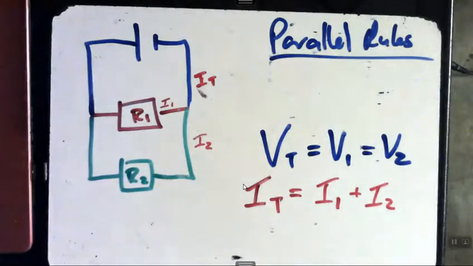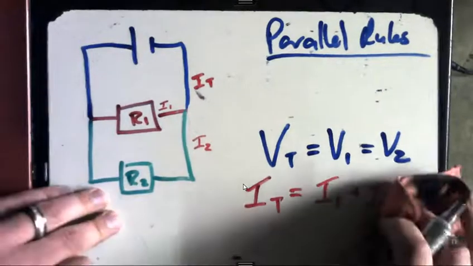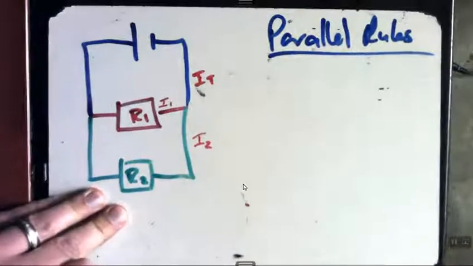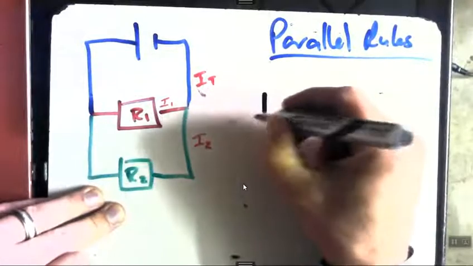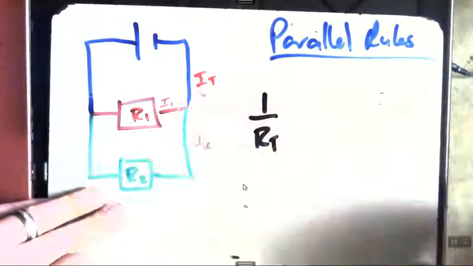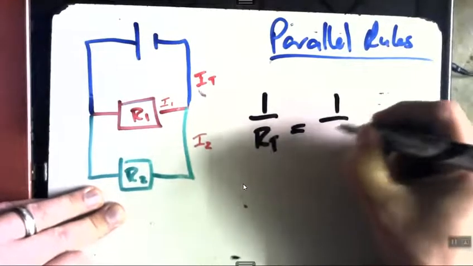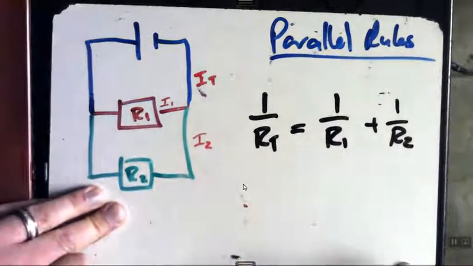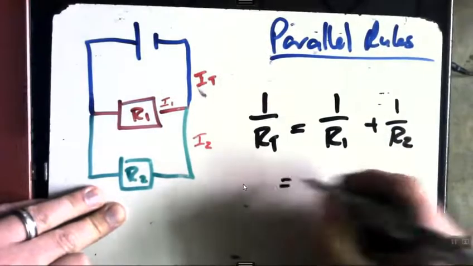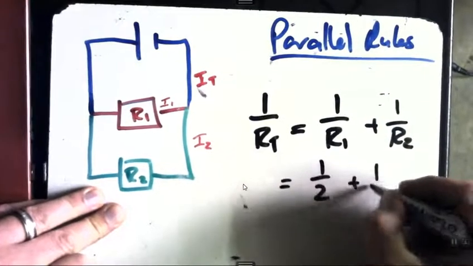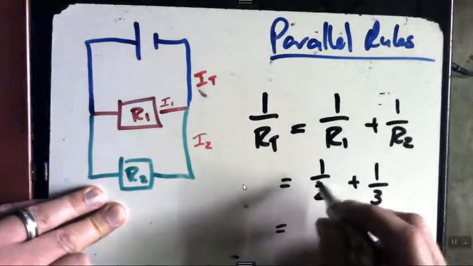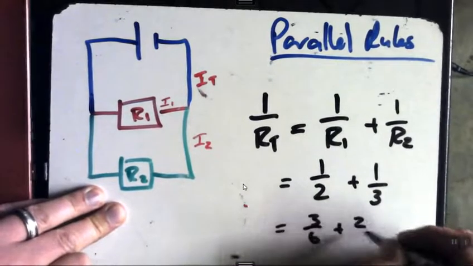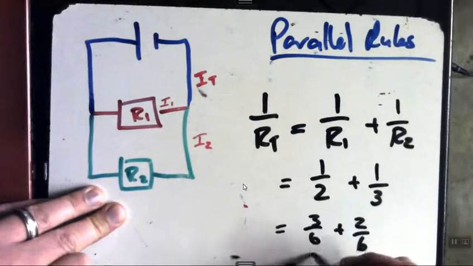For resistors in parallel, there is a formula, and this is now what we're learning: 1 over the total resistance in parallel is equal to 1 over resistor 1 plus 1 over resistor 2. So let's say that's 2 and 3. It would be 1 over 2 plus 1 over 3, and that gives me 3 over 6 plus 2 over 6, and that gives me 5 over 6.